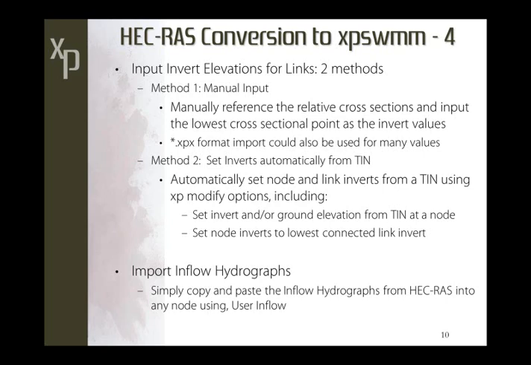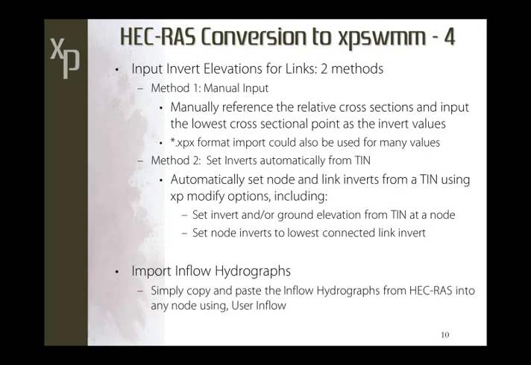The second method would be to update the inverts automatically using a tin. We'll see this a couple times later on in this presentation, but you can automatically set node and link inverts using a tin with the XP modify options. This includes setting the invert or the ground elevation from a tin at any node, as well as setting the node inverts to the lowest connected link inverts.